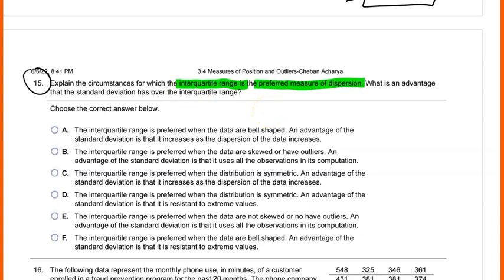The answer is, if you read all the options, the answer is B, because the interquartile range is preferred when data is skewed or has outliers. In that case the interquartile range is a good measure of dispersion. The advantage of standard deviation is that it uses all the observations in its computation, but the interquartile range uses only Q1 and Q3, while standard deviation uses all the observations. Therefore, it has an advantage over the interquartile range.